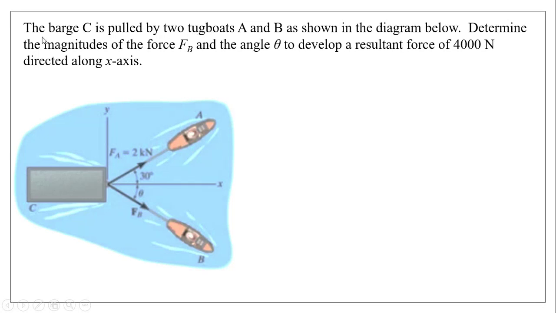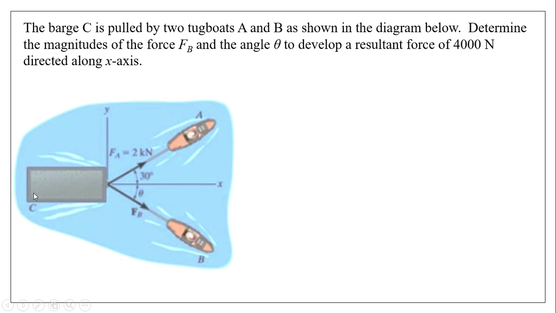Alright, so in this particular problem, it says the barge C is pulled by two tugboats, A and B, as shown in the diagram below. It says determine the magnitude of the force F of B, or the force exerted by tugboat B, and the angle theta to develop a resultant force of 4,000 newtons directed along the x-axis.